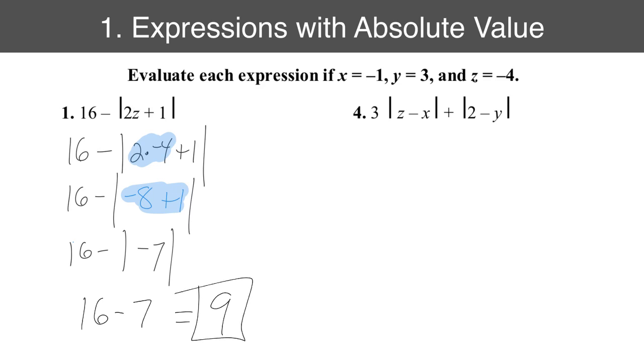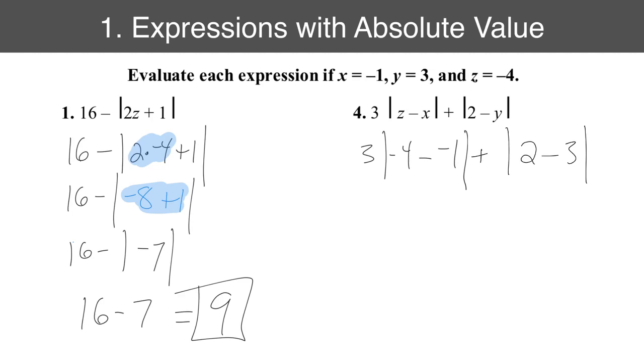All right, let's take a look at number 4 over here. Again, we're going to plug in the numbers. So we're going to have 3 times the absolute value of z minus x. Well, z is negative 4 minus x, which is negative 1. Now, y'all made a mistake on this also on your quiz. Be careful here. There's already a minus in our expression. Then we put another one in there when we put in the negative 1. So there should be 2 minuses back to back. All right, then we say plus absolute value of 2 minus y, and y is 3.